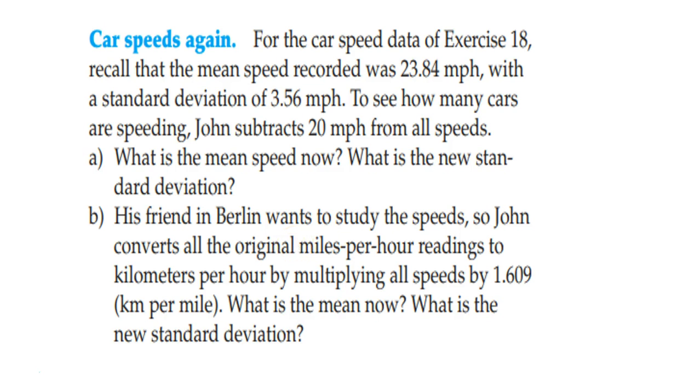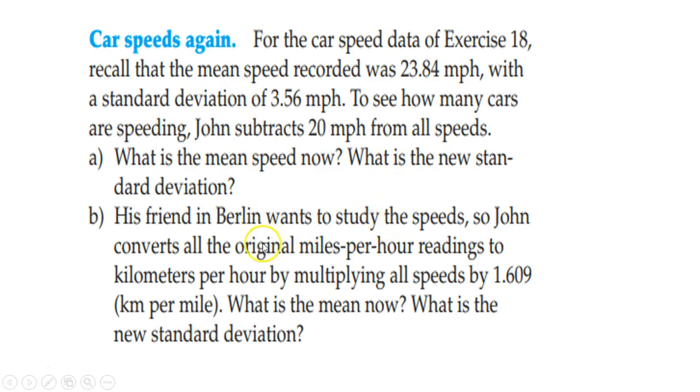All right, so same idea, same 23.84 miles per hour mean with a 3.56 standard deviation. To see how many cars are speeding, John subtracts the 20 miles per hour from all the speeds, because that's the speed limit. So now it says, what is the mean speed now? Well, if you're subtracting, again, you're not affecting the variation. So I'm affecting the mean, but I'm not affecting my standard deviation.